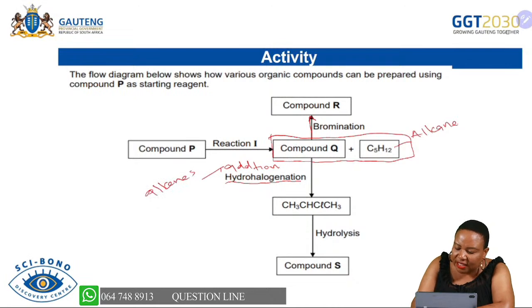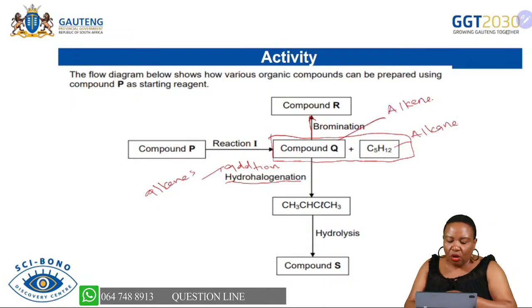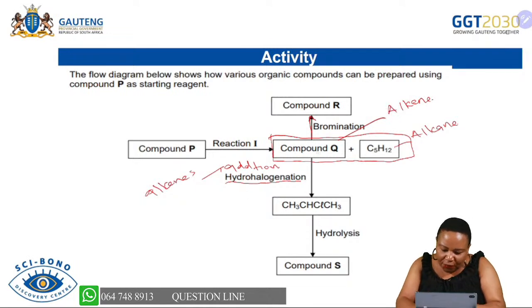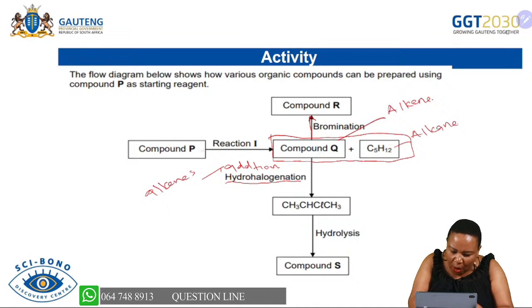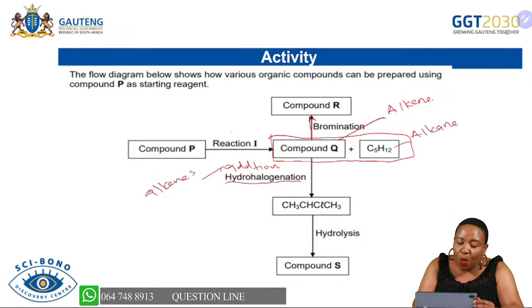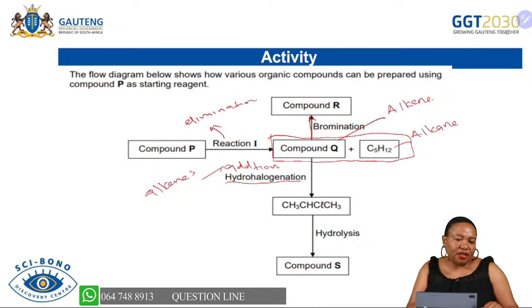So we can easily identify compound Q as an alkene. So already we know that if compound Q is an alkene, then reaction 1 is from a certain compound to an unsaturated one. I said to you, always when an unsaturated compound is formed, the type of reaction is elimination. So we already identified reaction 1 as elimination.